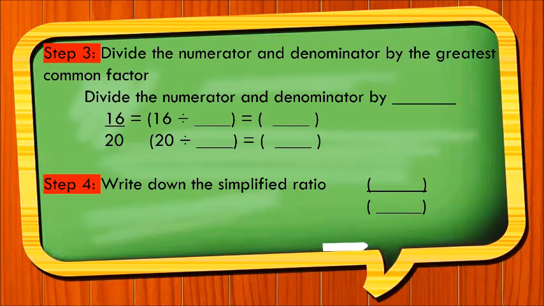Yes, next step 4, write down the simplified ratio. So you can write it in a fraction form if you prefer. So this will be the numerator, this will be the denominator. Or you can also write it in column form or in statement form. Okay, so let's go to the next question.